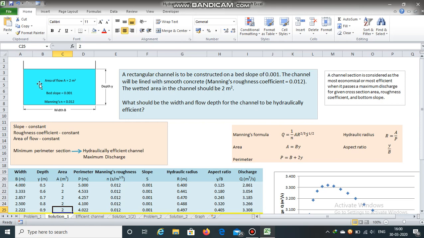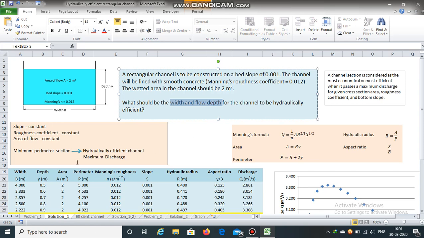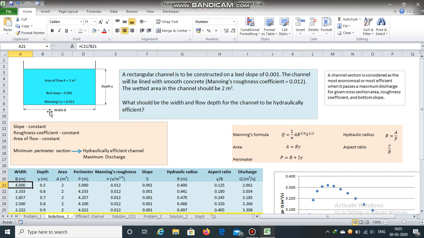Here slope, roughness coefficient and area of flow are constant. Now let us obtain the width and flow depth for the channel to be hydraulically efficient. For the channel having width of 4 meters and depth of 0.5 meters, discharge is 2.861 meter cube per second. Discharge was calculated using Manning's formula. Perimeter, hydraulic radius and aspect ratio were obtained using these equations.